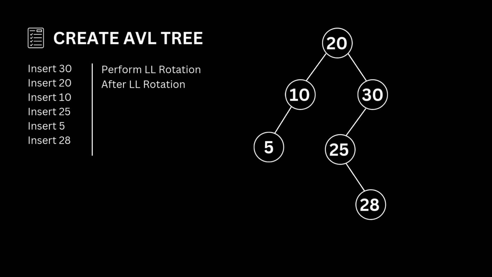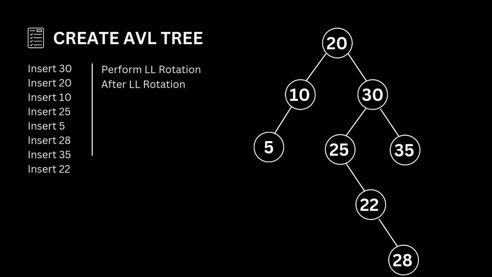The tree remains balanced. Next we insert 35. It becomes the right child of 30. The tree remains balanced. Finally we insert 22. It becomes the left child of 25.